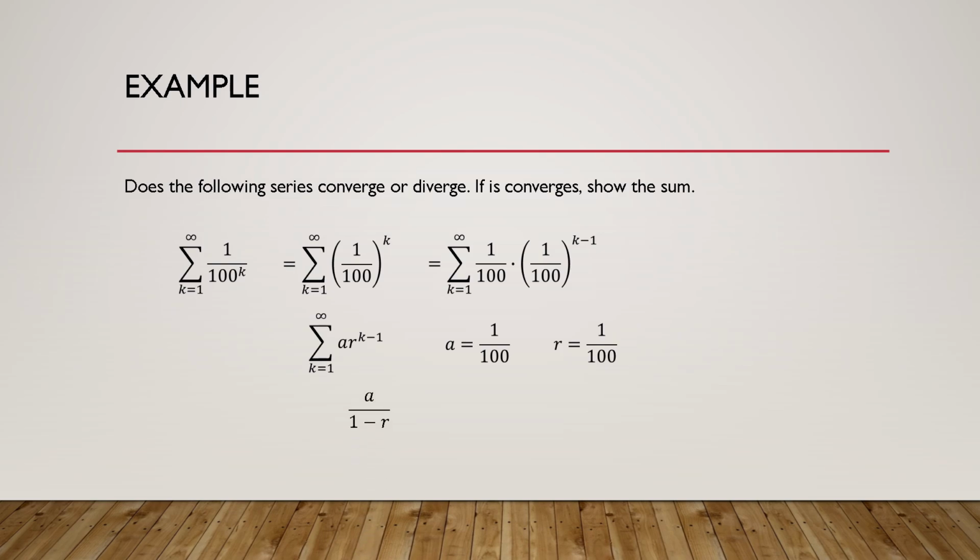When we plug in our values, we get 1 over 100 over 1 minus 1 over 100. We simplify to get 1 over 100 over 99 over 100, which will simplify to a final answer of 1 over 99. Therefore, this series converges to 1 over 99.